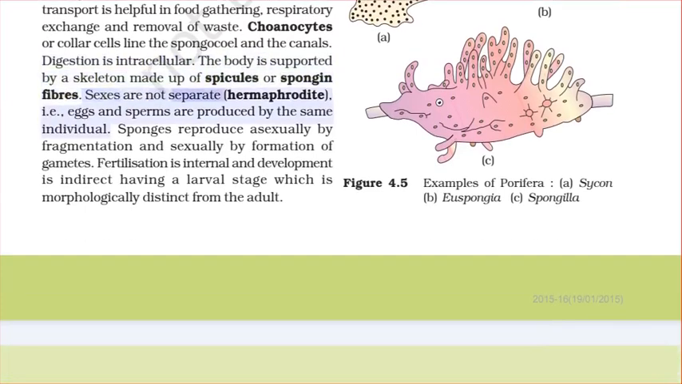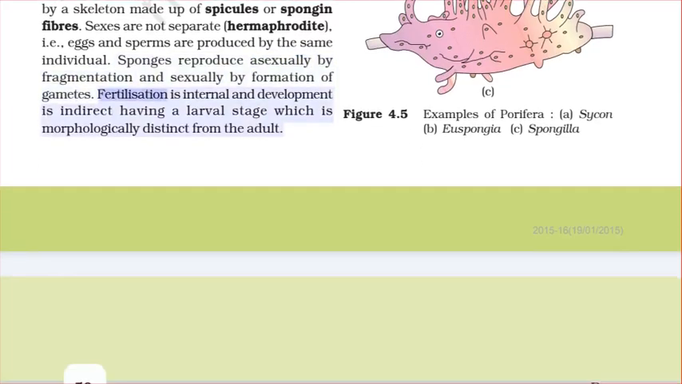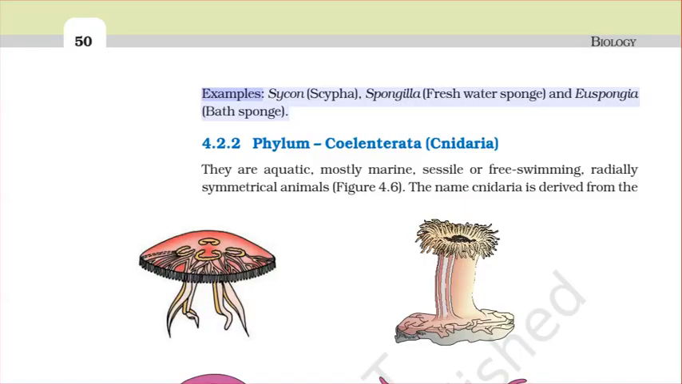Sexes are not separate, hermaphrodite, i.e., eggs and sperms are produced by the same individual. Sponges reproduce asexually by fragmentation and sexually by formation of gametes. Fertilization is internal, and development is indirect, having a larval stage which is morphologically distinct from the adult. Examples: Sycon, Spongilla (freshwater sponge), and Euspongia (bath sponge).